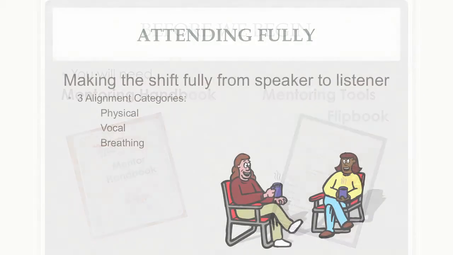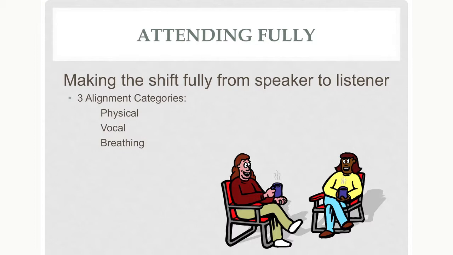To start, we're going to look at attending fully. When we attend fully, we are making the shift fully from speaker to listener. And with this, there are three alignment categories: physical, vocal, and breathing. When we are looking at these categories, we want to make sure that we are almost mirroring our mentee when they come to us. We need to see how their physical approach is to our meeting, how they're breathing, and what their vocal intonation is, and meet them where they are.